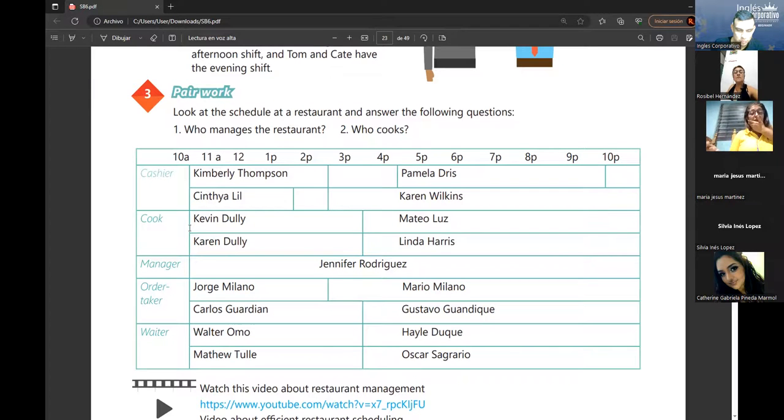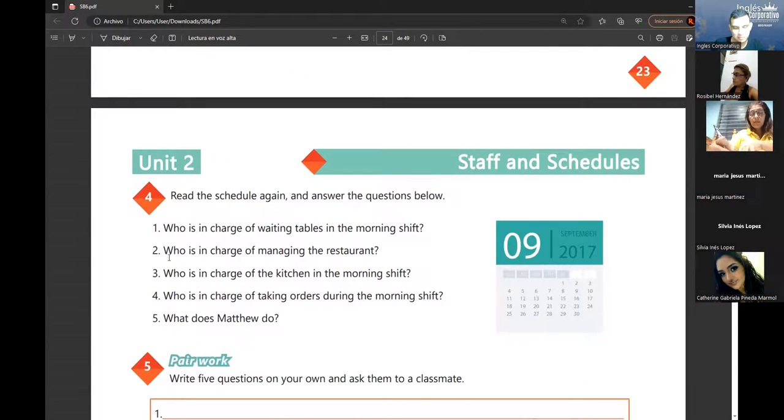The second is Jennifer Rodriguez is the manager. Yes, the manager. Number 2. Who is in charge of the kitchen in the morning? Kevin Dooley and Karen Dooley are in charge. Kevin and Karen Dooley are in charge of the kitchen.